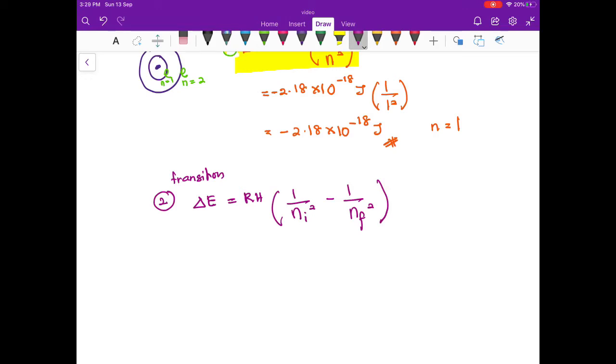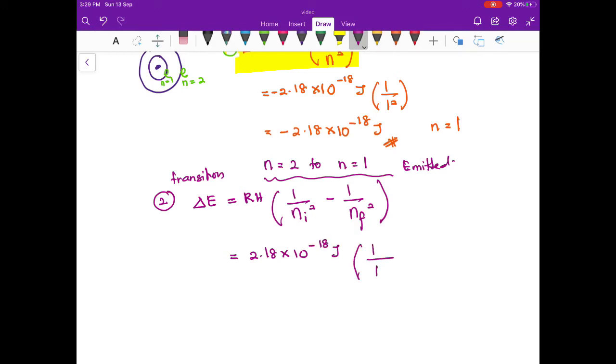So in this case, let's say we want to calculate the energy for the transition between n equal to 2 to n equal to 1. Based on this statement, we know that it's supposed to be emitted. So we can apply 2.18. The initial is 2 and the final is 1, as it falls to n equal to 1. And you will get the answer, negative 1.634 × 10^-18 joule.